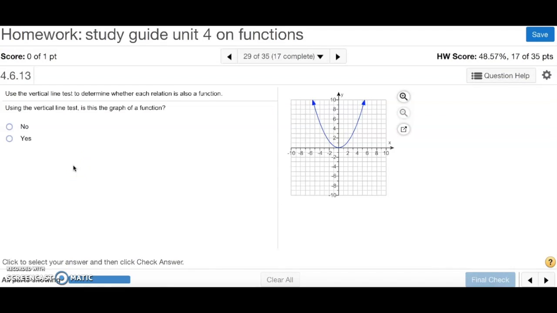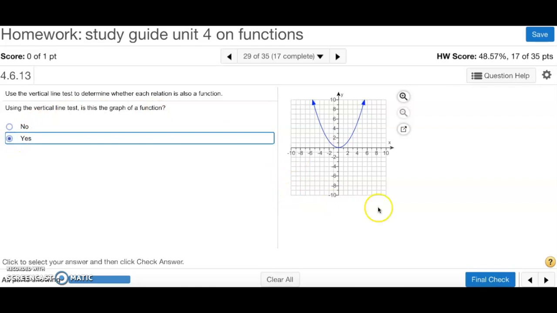Going to 29. Use the vertical line test to determine whether each relation is also a function. So if you draw a vertical line through the graph at any point, if it goes through the graph only once, then it is a function. If it intersects the graph more than once, then it is not a function. Vertical line test only goes through only once on this one, so it is a function. So you're going to choose yes.